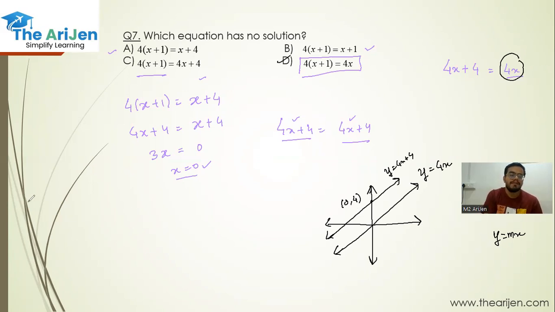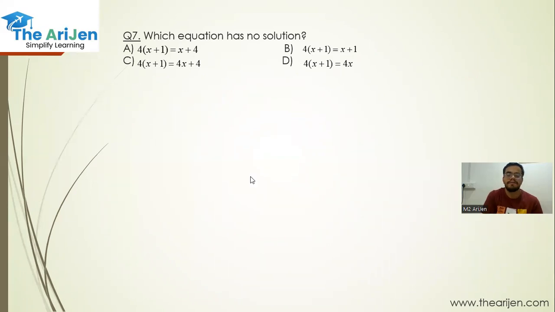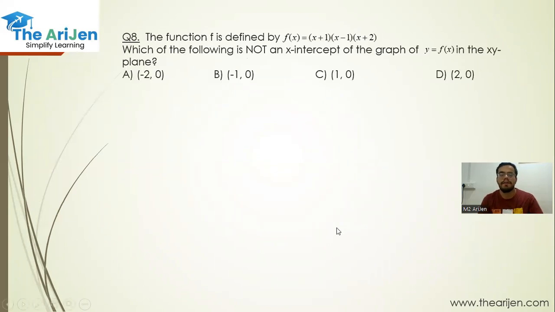Okay. Let's move to the next part. So here we have the function defined by f of x is x plus 1, x minus 1 and x plus 2. Which of the following is not an x-intercept of the graph of y equals f of x in the xy plane? We have to tell which of the following is not an x-intercept.